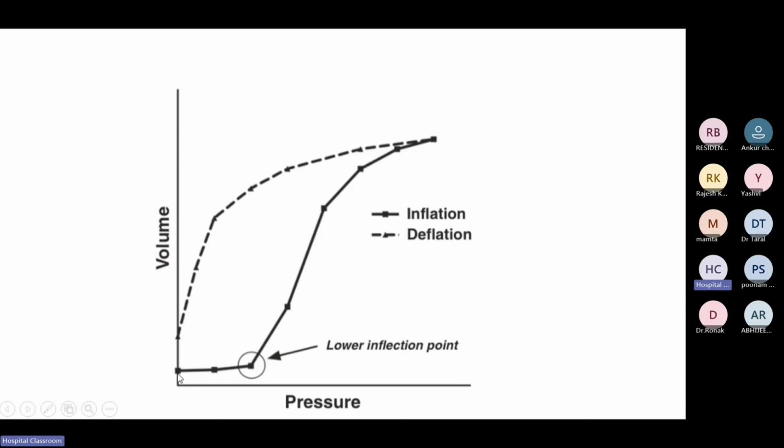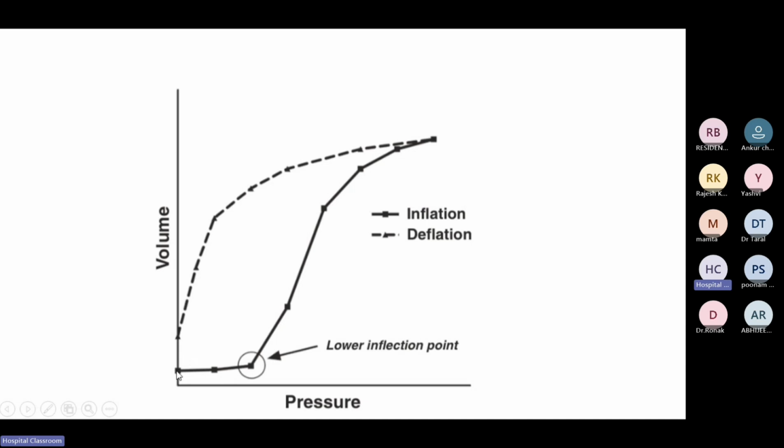Then coming to an important concept of PV loop and recruitment. This is how your lung looks when it is collapsed. Okay, so this is nothing but a pressure volume loop. In the initial stages, the entire black line is the inspiration limb, and the dotted line at the top is the deflation or expiration limb.